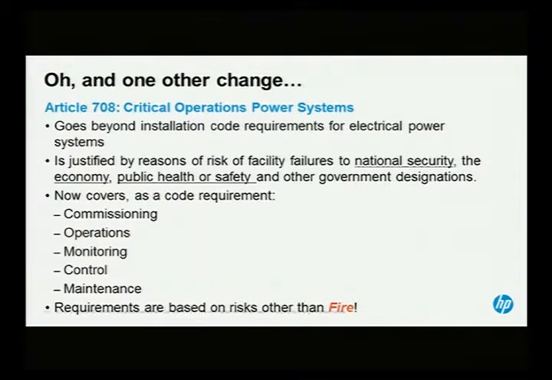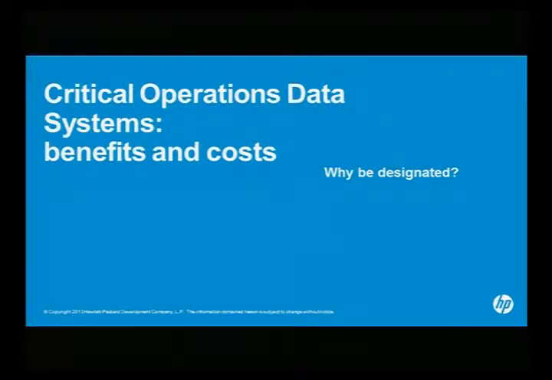Oh, and one other change. We have a whole new article in the code book now related to critical operations power systems, and it talks about if you have one of these sites, what's required to do that. You have to have commissioning, operations, monitoring, control and maintenance, and it all has to be documented. But the important thing is the shift has been away from fire as a requirement into the criticality of the data centers.